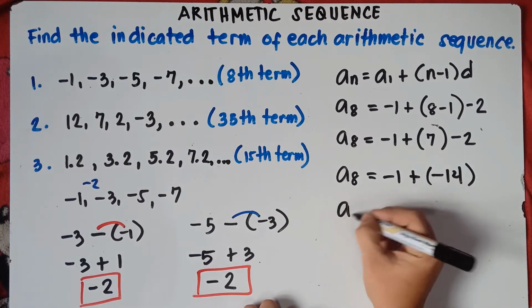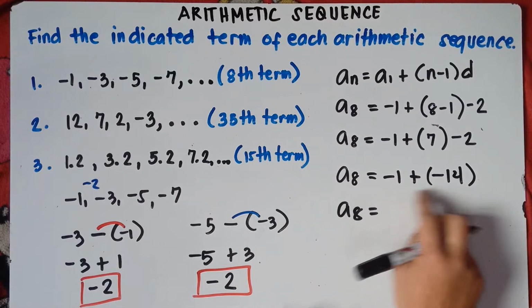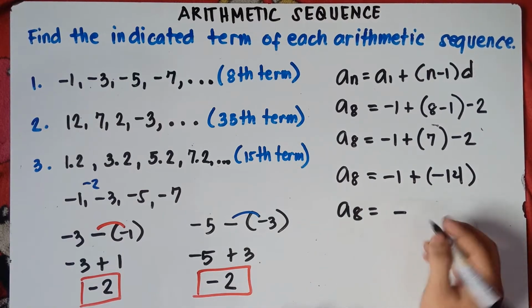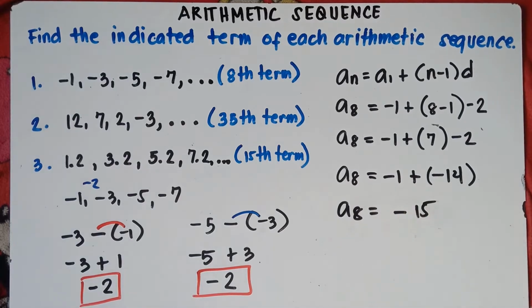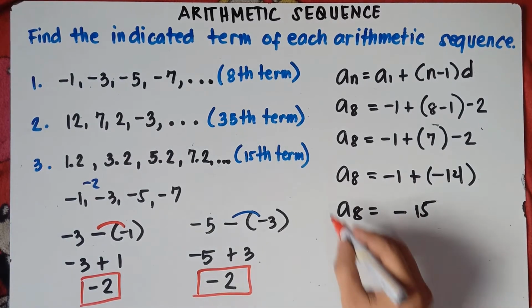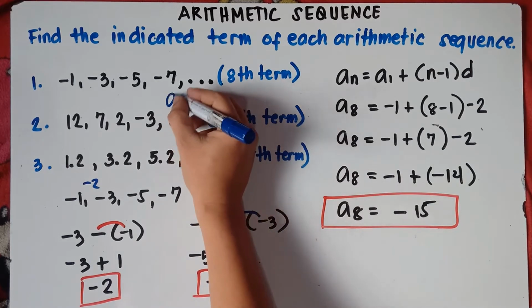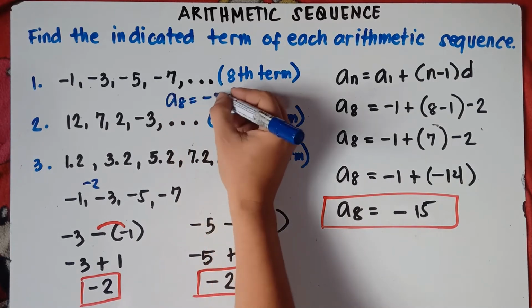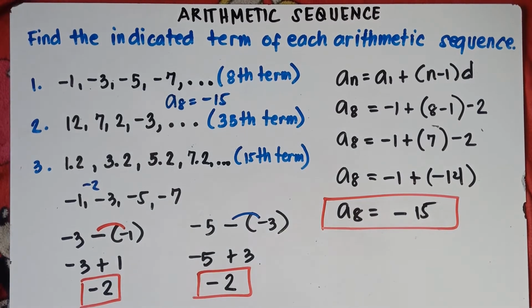Now, rules in adding integers: if they have the same sign, simply copy the sign, then add the numbers. 1 plus 14, that is 15. So the answer, class, is negative 15. Alright, easy, right? For number 1, a sub 8 is negative 15. So let me just write it here: a sub 8, or the 8th term, is negative 15. So that's the answer for number 1, class.